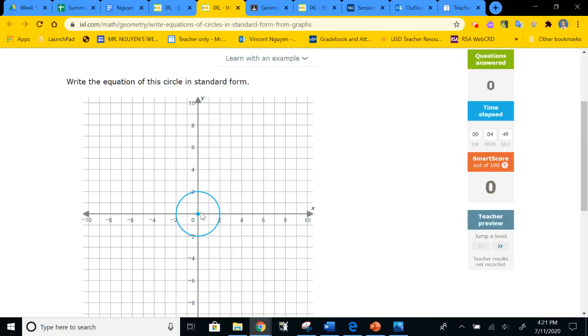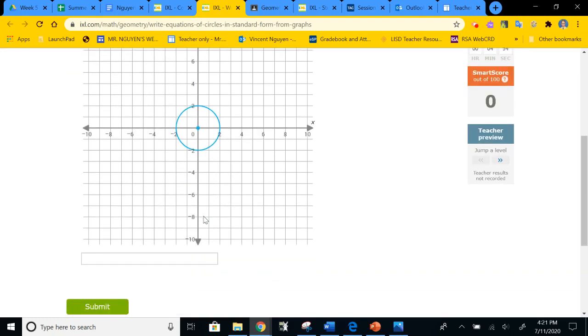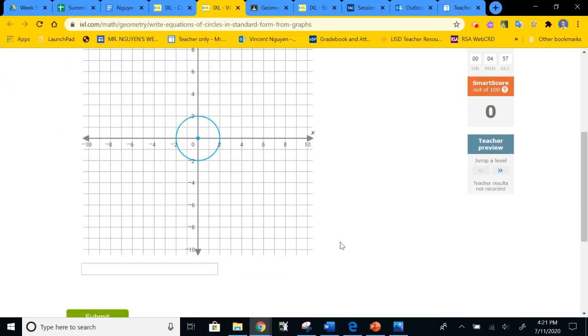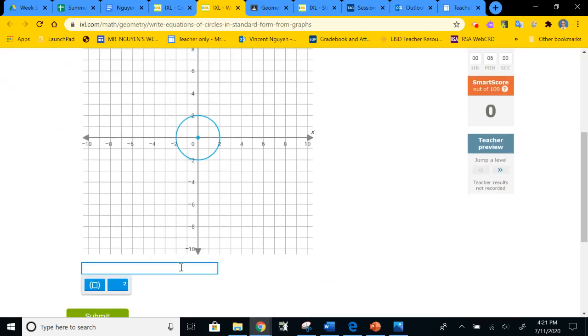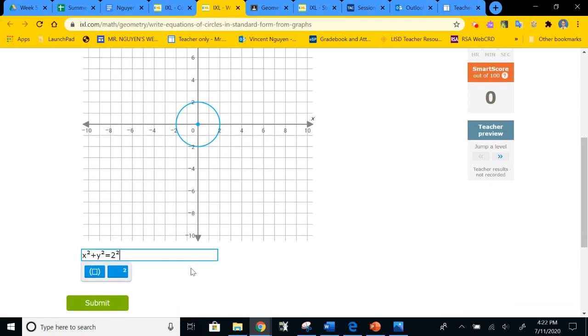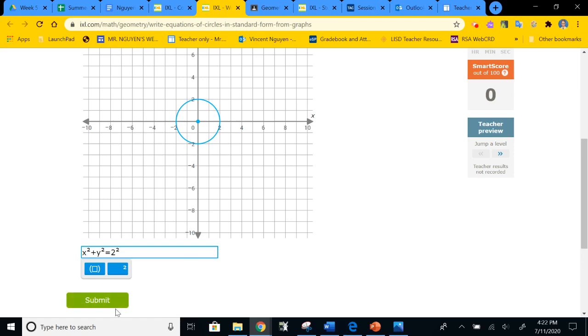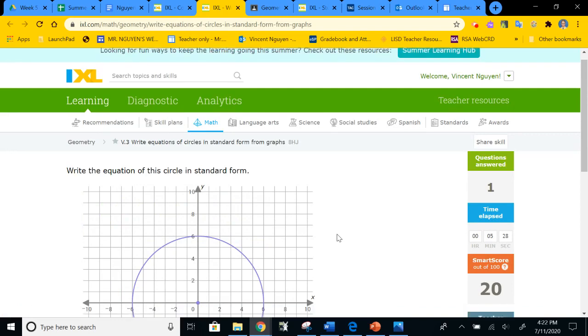Well, let's see what the radius is. The radius is the distance from the center to the edge, so it looks like 2 units to me. So I would say that the radius is 2, so we're going to type this in. We're going to type x squared plus y squared equals, now we're going to put 2 squared in there, but you know 2 squared is going to be 4. I wonder if I can enter 2 squared without simplifying. I think they expected us to simplify it, but let's put that in there and see if it's correct. Yay. Okay, so we don't have to simplify it.